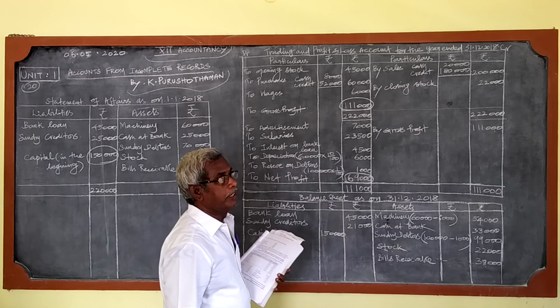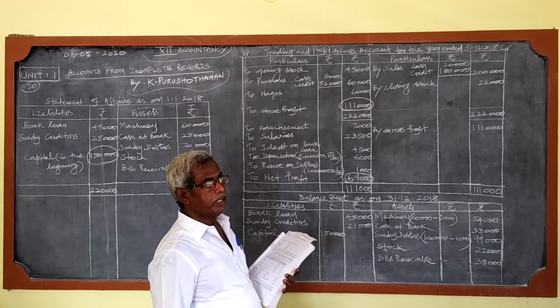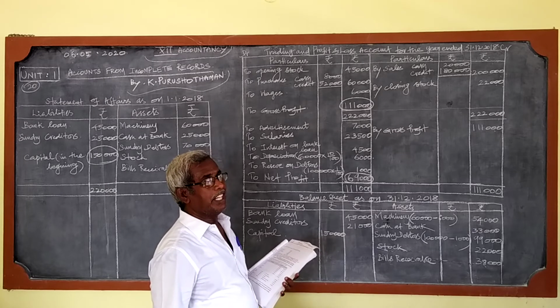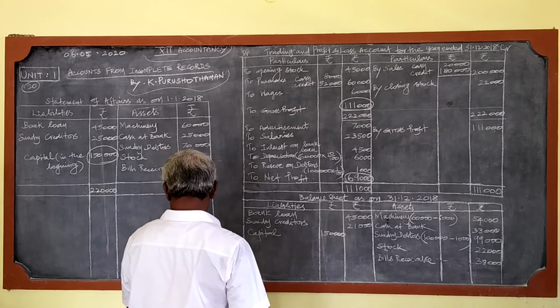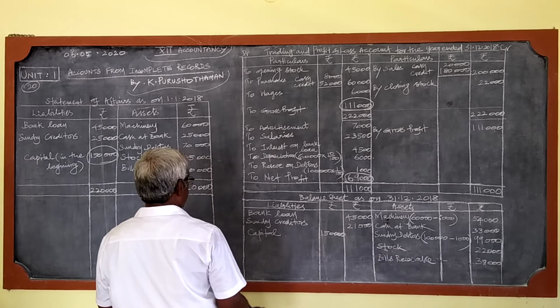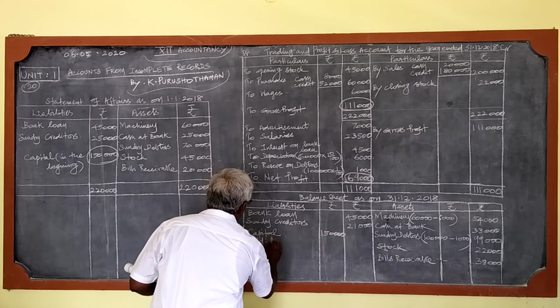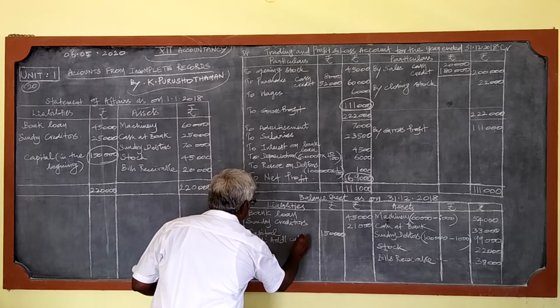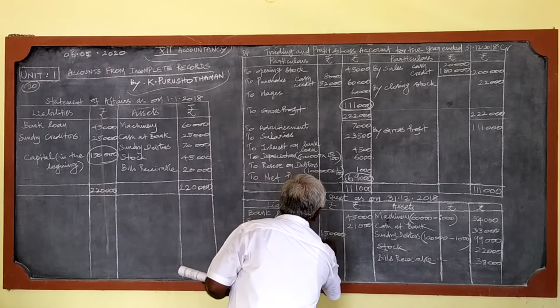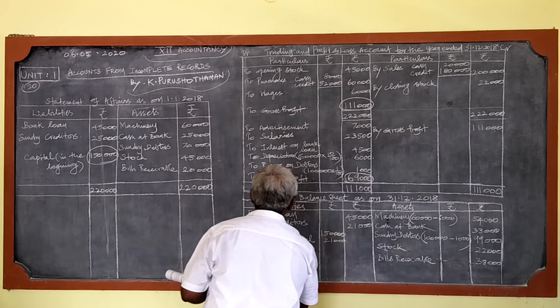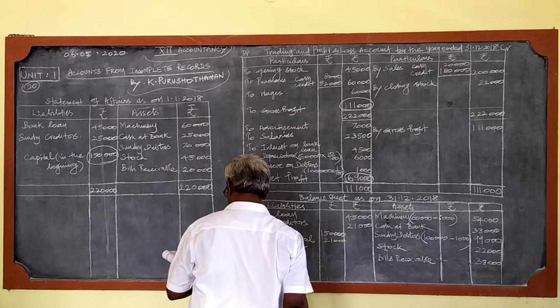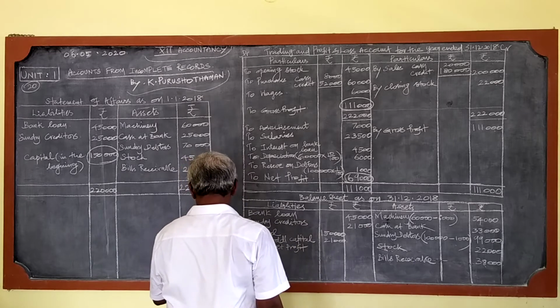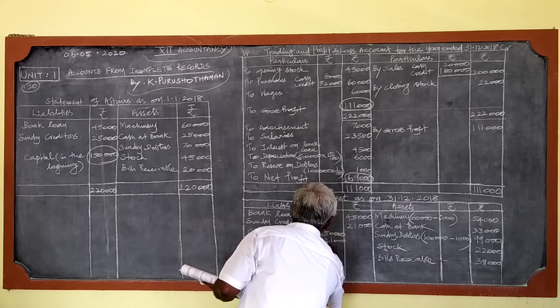What are the items to be added? The items to be added to capital are interest on capital, net profit, and additional capital. Out of these three, what are the items available in this problem? Additional capital is given as 21,000, and net profit we have found out as 69,000. Now you add these three.